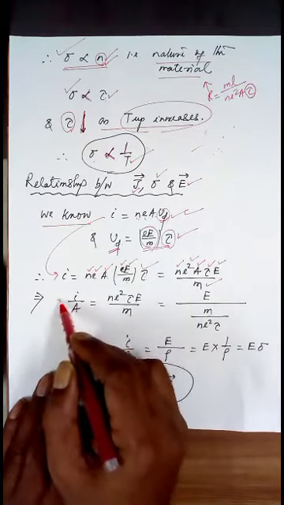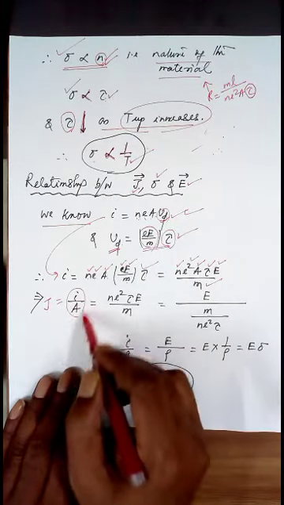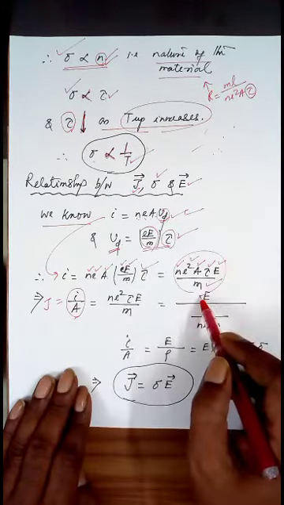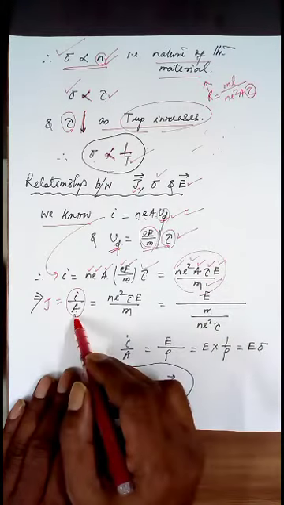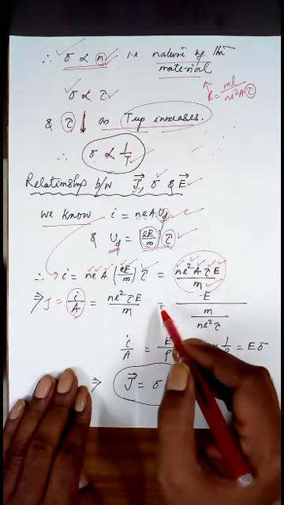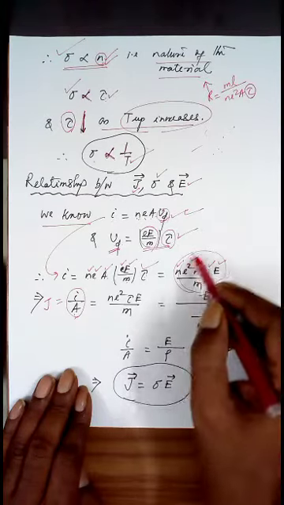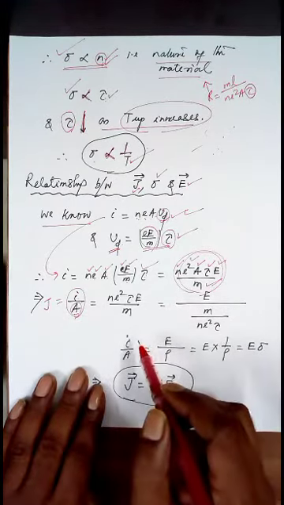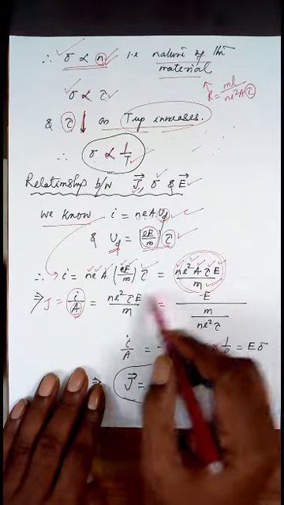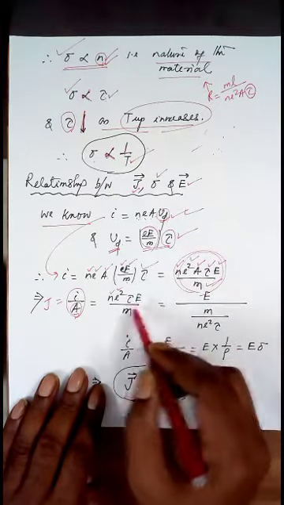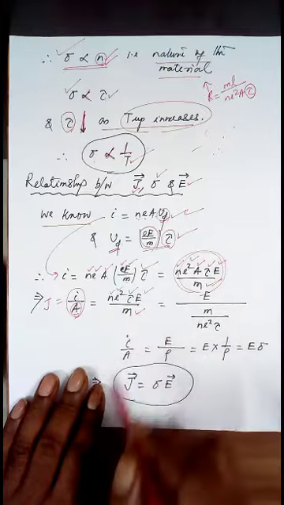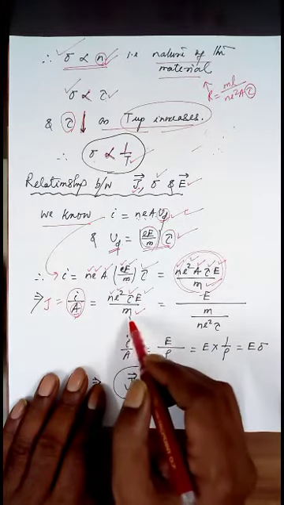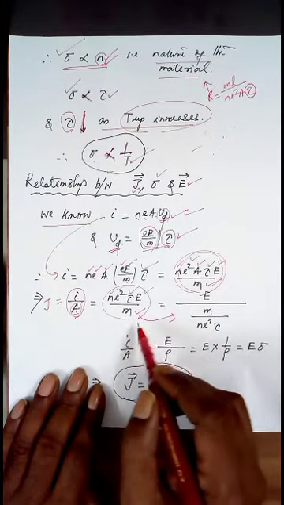Now current density J was equal to current over area. This is our current divided by area A. So your A cancels, when you divide, it cancels both in the numerator and the denominator. So I am left with n e square tau E over m.